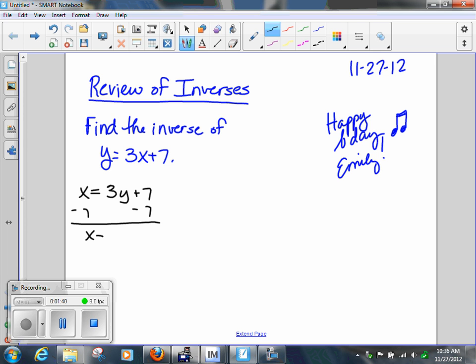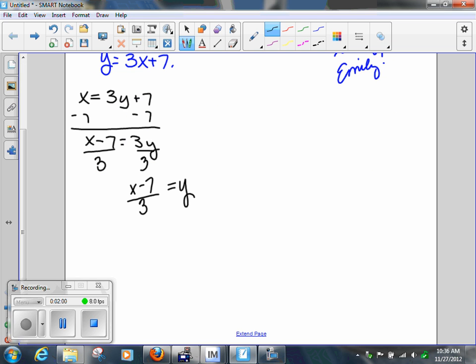It would give us x minus 7 equals 3y, and then what would we do to both sides? Of course, we would divide by 3. And our inverse would be x minus 7 divided by 3. And we would use function notation just because it looks fancy. And you're probably going to see it that way.